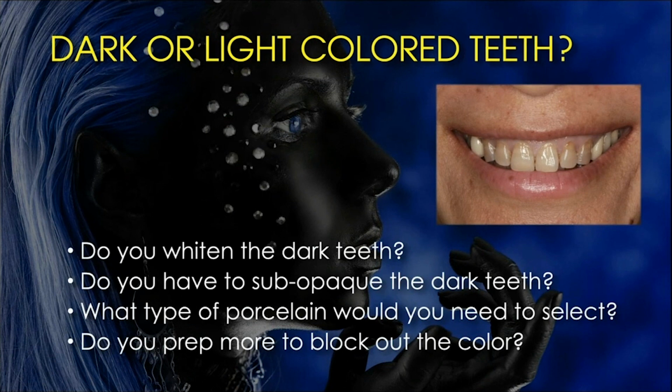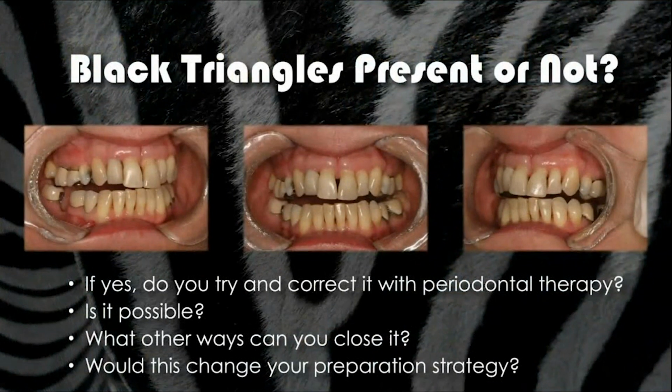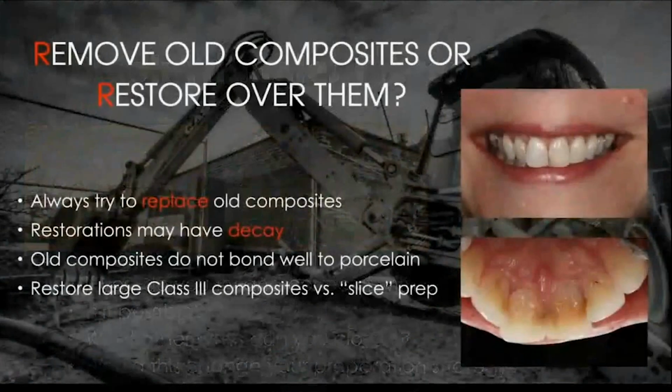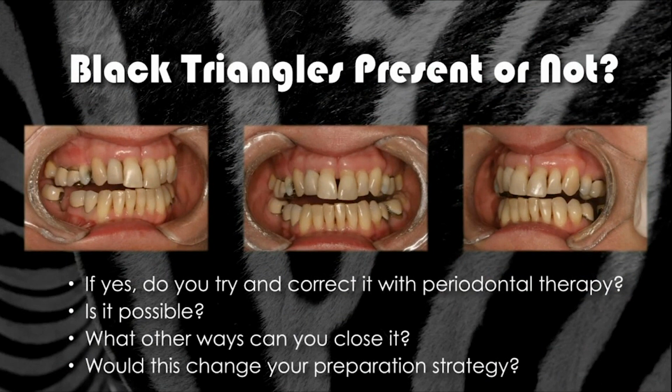Light colored teeth are much easier to work with, but unfortunately, we see a lot of teeth that have been endo-treated or tetracycline stains. Here's one: black triangles present or not. If yes, do you try and correct it with periodontal therapy? Is that possible? Can you do root coverage? What other ways can you close it? Would this change your strategy for how you prep the teeth?